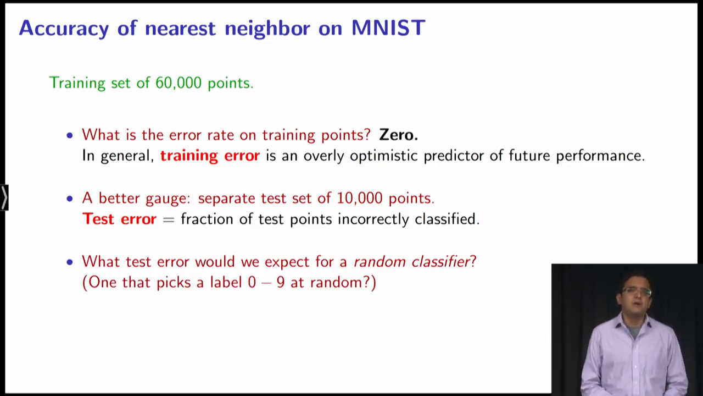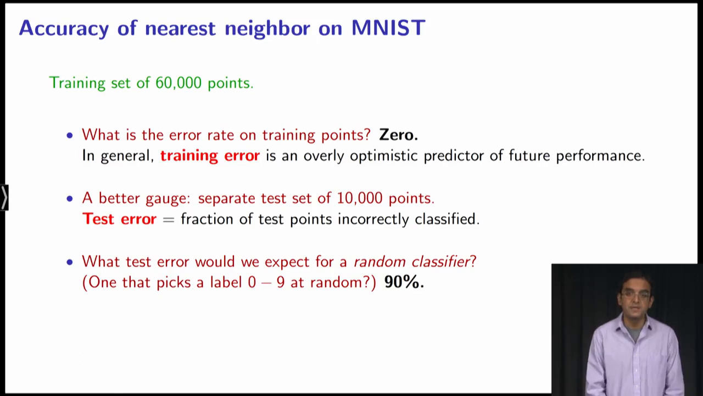So before we get there, let's just do a little bit of a thought experiment. What would be the error rate of a random classifier? That's a classifier that doesn't even look at the data, but just guesses a number from 0 to 9 at random. What error rate would this kind of classifier have? Well, whatever the correct label is, it's going to guess that label with probability exactly 1/10. So it's going to be wrong 9/10 of the time. Its error rate will be 90%.